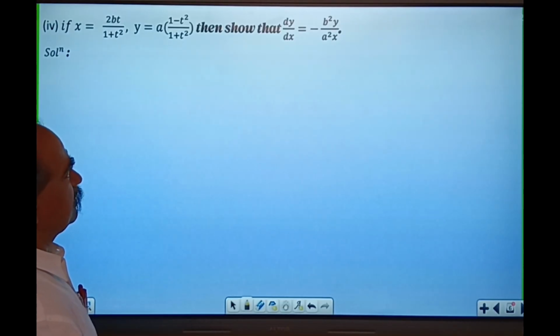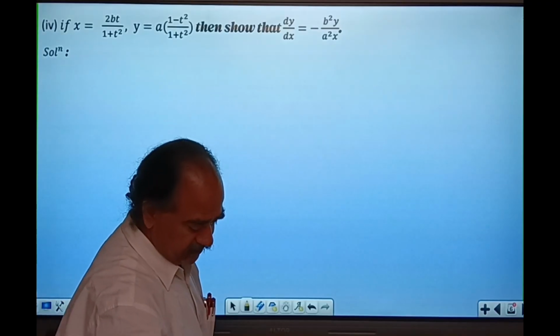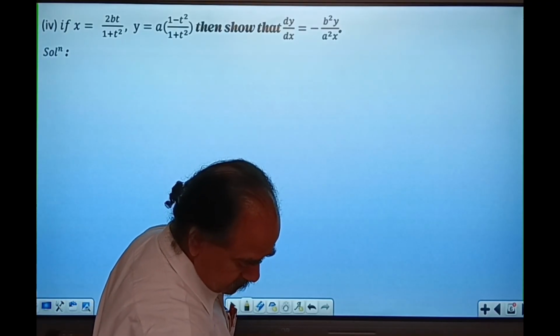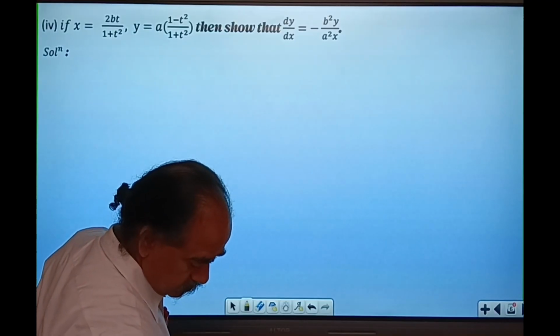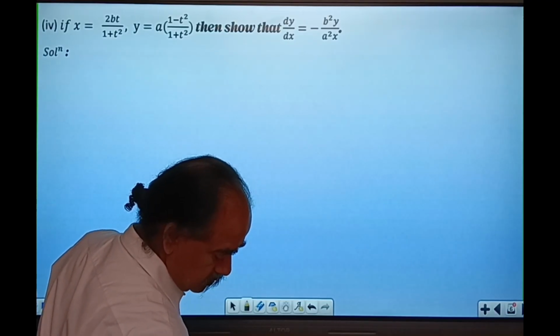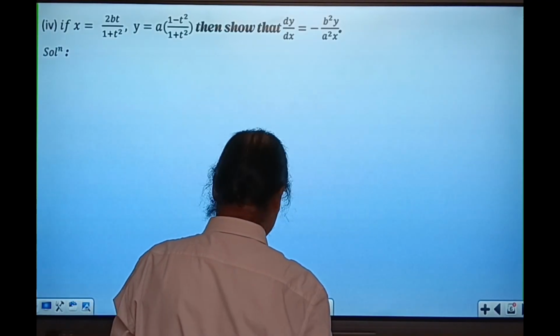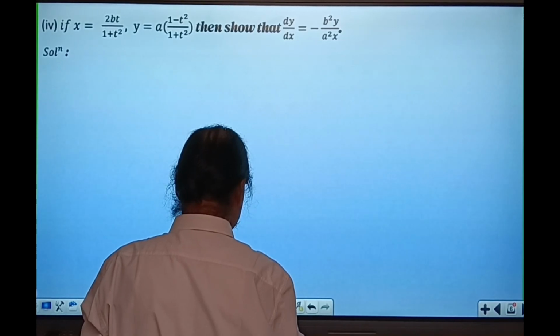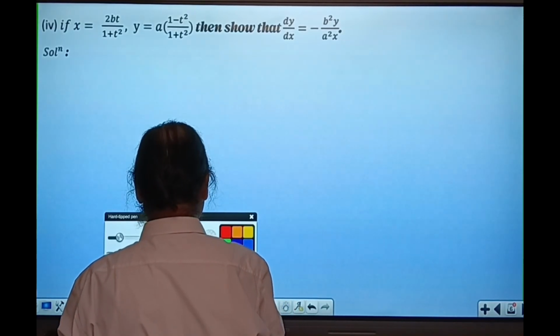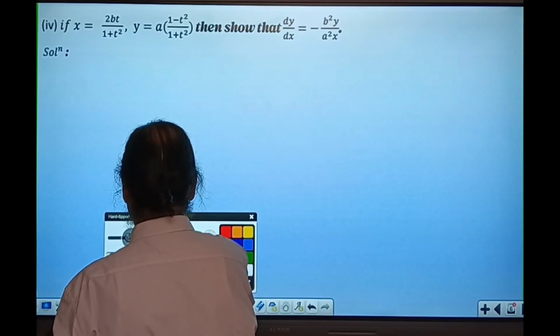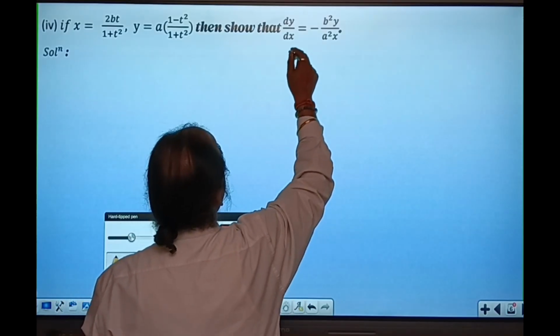X is 2bt upon 1 plus t square and y is a into 1 minus t square upon 1 plus t square. We have to prove dy by dx is equal to minus b square x upon a square y. It is dx by dy.